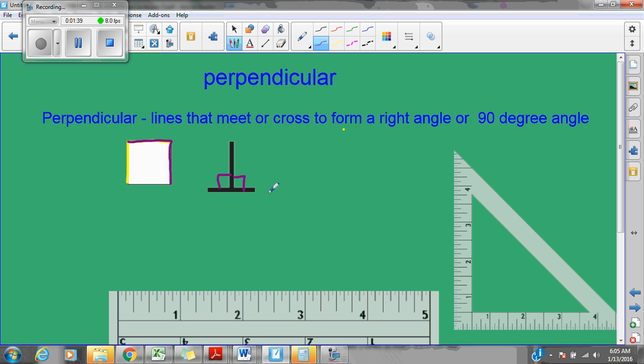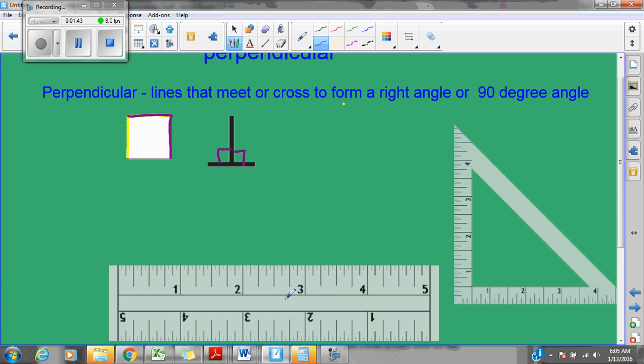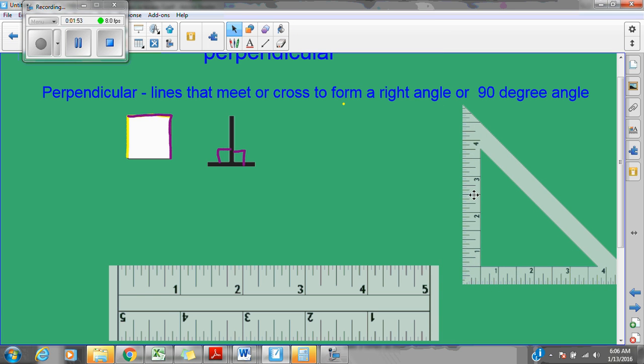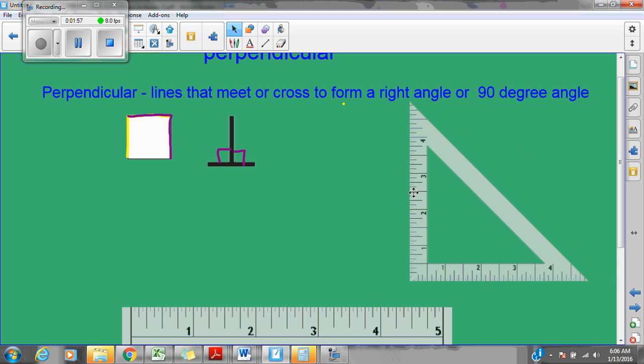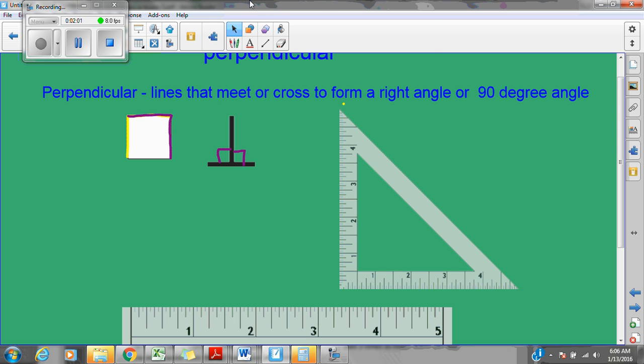But another thing you can use is tools like a straight edge, or what we know as a ruler, and a right angle template. That's what this is. This is a tool and it's a right angle template. If you take your straight edge and a right angle template and use them together, you can make perpendicular lines.